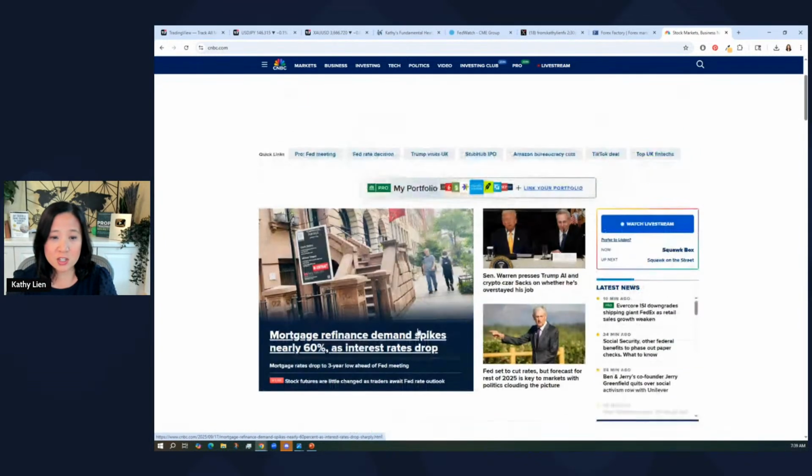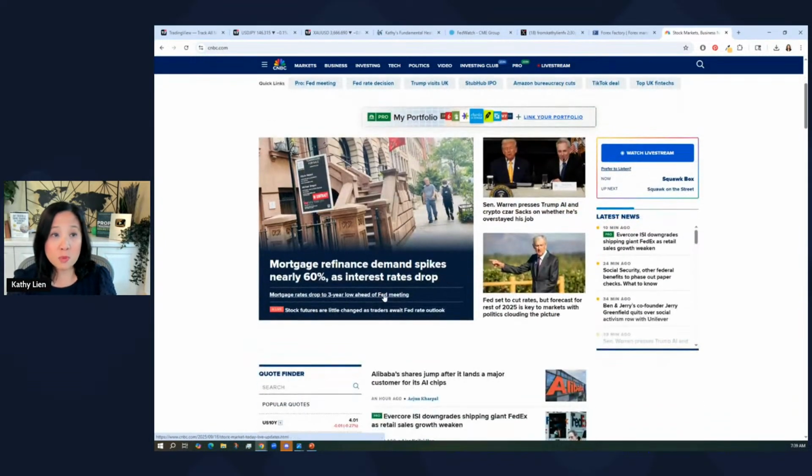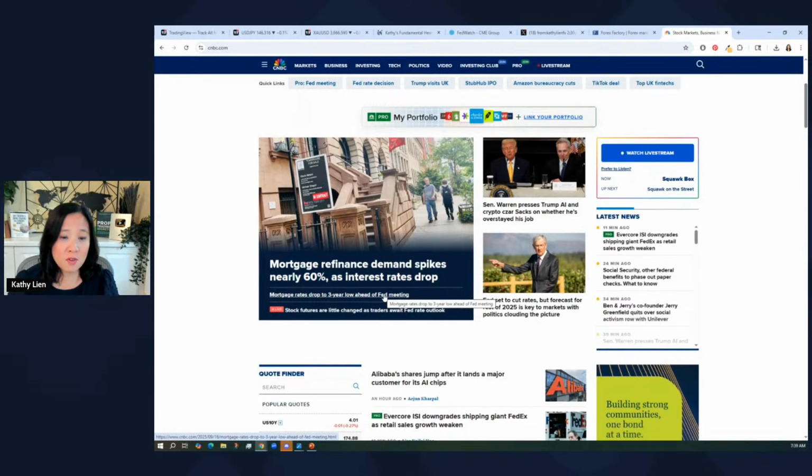I mean, this is kind of interesting to talk about, which is that mortgage rates have dropped to a 3-year low ahead of the Fed meeting. Mortgage rates got to 6%, 7% for most people over the past year. And if the Fed is expected to cut as much as 100 basis points, not today, but over the course of the next 6 to 8 months, interest rates will continue to fall.